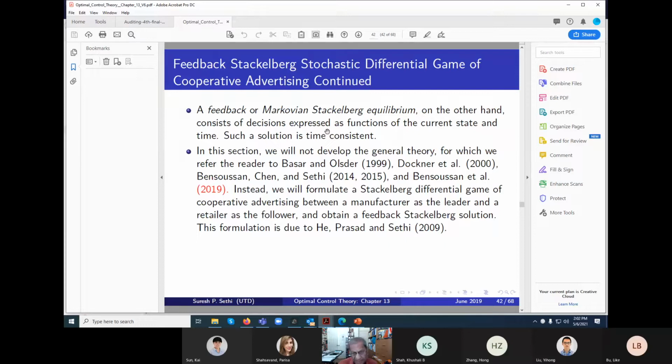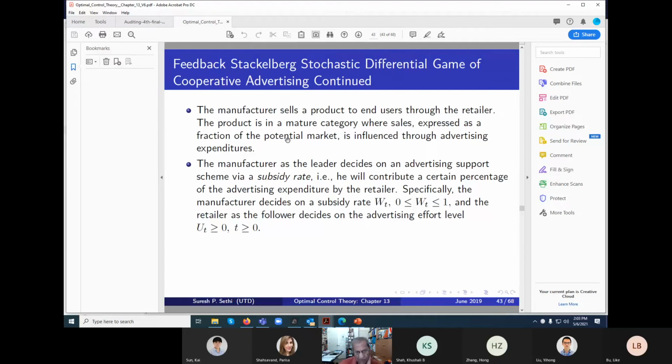Okay. So with that kind of introduction, we continue. So now we have a manufacturer who sells a product through a retailer. And the retailer has a fraction of the potential market. So now we have only one retailer, no competing retailer, and the total market is size 1, and the retailer captures the market size X, where X is between 0 and 1. So the idea is to advertise to capture more and more of the remaining market that is not yet captured. Okay?